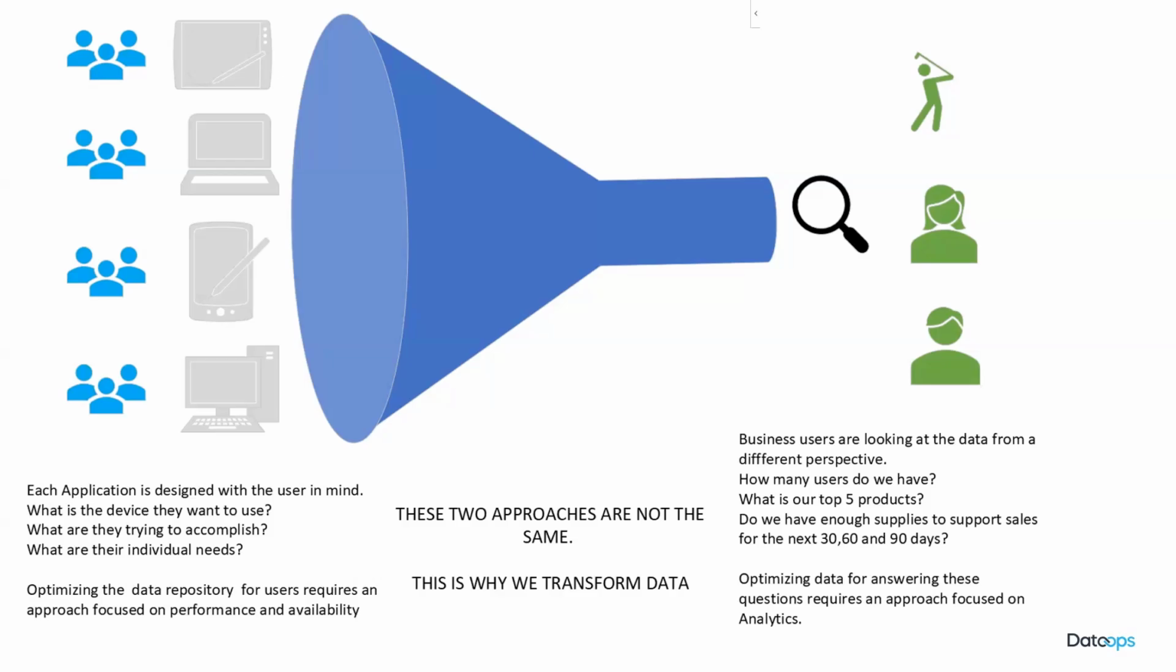Now, on the other hand, on the right-hand side here, we have our executives and business analysts. They're looking at the data from a very different perspective. They want to have a consolidated vision of the various things across the board. They want to look at total number of users and consumers, total number of products, etc. Do we have the right number of supplies for our supply chain? What have you? They're asking very different questions than the types of questions that are being supported and driven by the application.